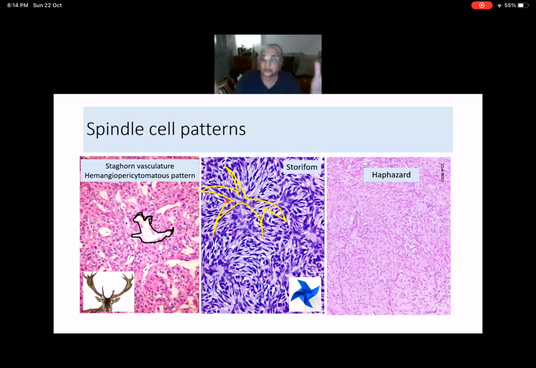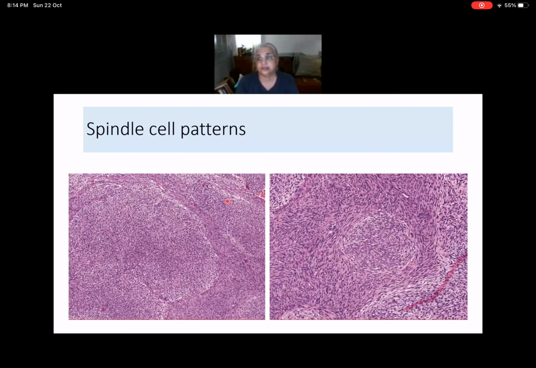And this has no pattern at all. It's haphazard. Completely haphazard. You can't find fascicles. It's not storiform. It's not hemangiopericytomatous. It has no real pattern. And this is very typical of stellate cells that you see in myofibroblasts. The pattern is usually haphazard. Okay, now what is this pattern?